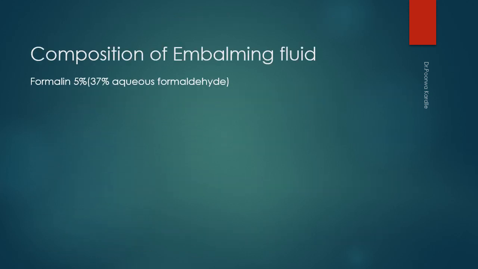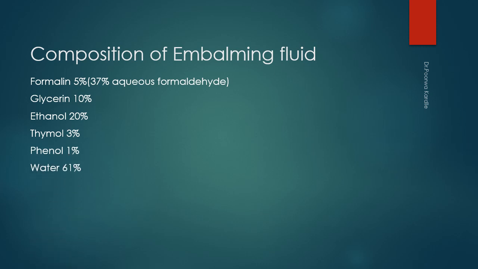So the proportion of chemicals used in embalming fluid are 5% formalin, 10% glycerin, 20% ethanol, 3% thymol, 1% phenol, and 61% water.